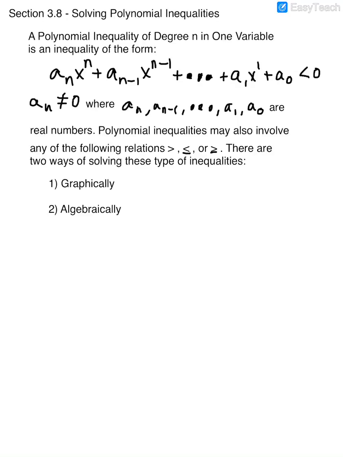Now, this inequality up here at the top is just one example. You're not always going to have a less than sign there. It could be other signs. Remember that polynomial inequalities may also include any of the other following relations: greater than, less than or equal to, greater than or equal to. There will be two ways that we're going to show you how to solve these polynomial inequalities: graphically and algebraically.